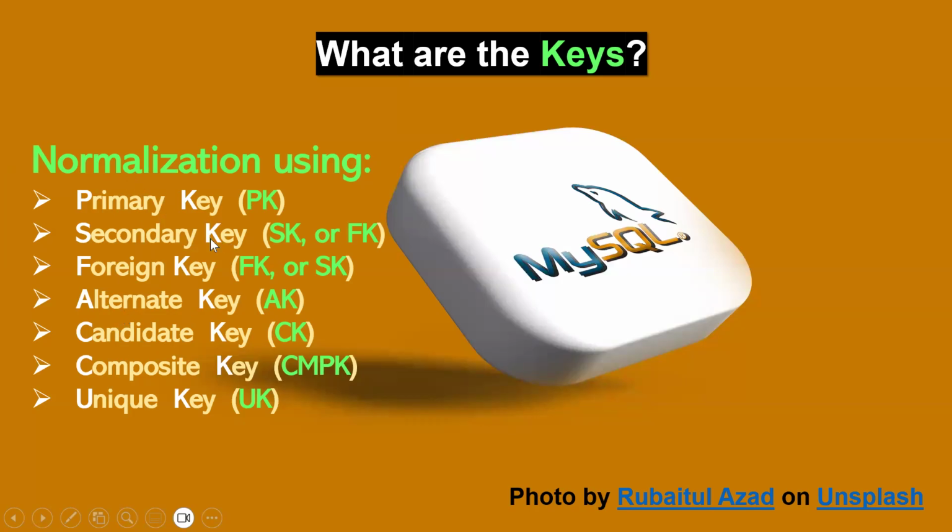And what is a secondary key? A secondary key, or foreign key, is a key that has a relationship with the primary key of another table. So it is secondary to table A, but it might be the primary key of table B. Foreign key is just a synonym for secondary key, so you can use them interchangeably. You can use both of them there.